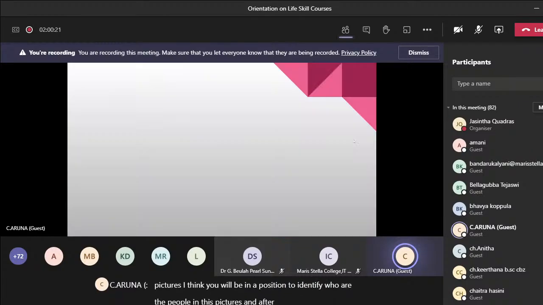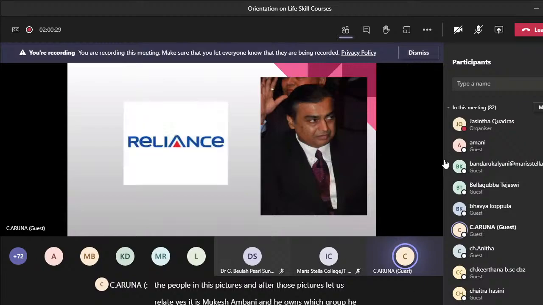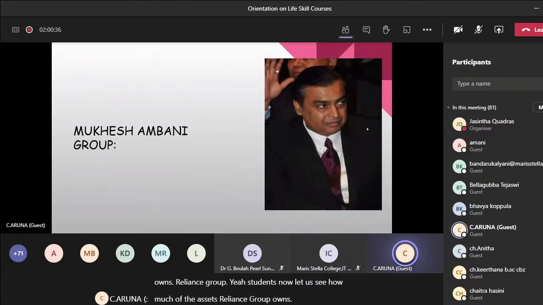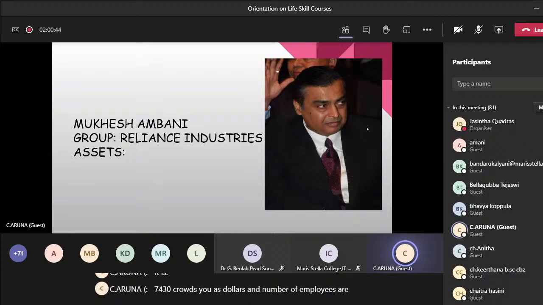And after those pictures, let us relate. Yes, it is Mukesh Ambani, and he owns which group? He owns Reliance Group. Yes, students, now let us see how much of the assets Reliance Group owns. It is 7,430 crores US dollars, and the number of employees is 195,000.